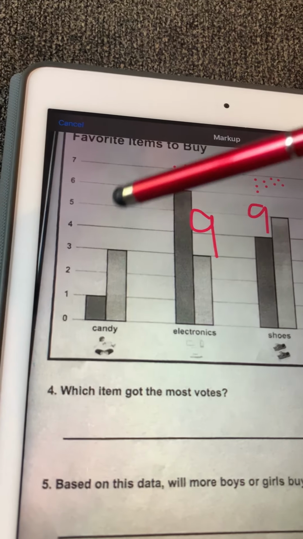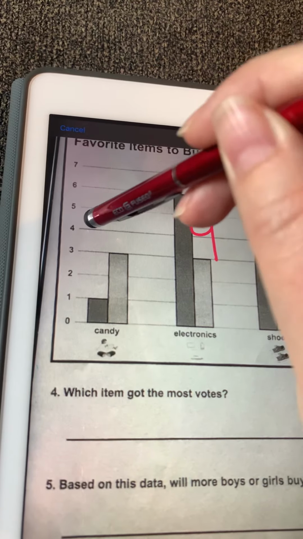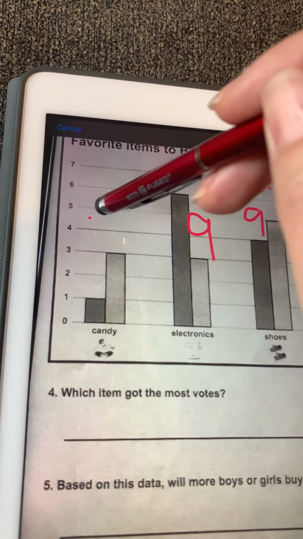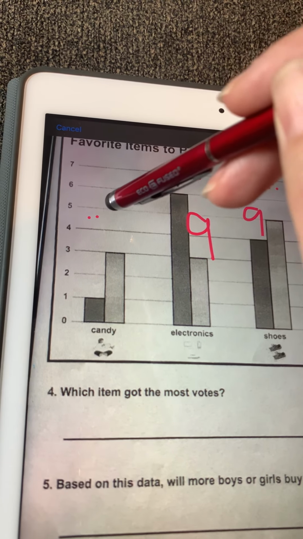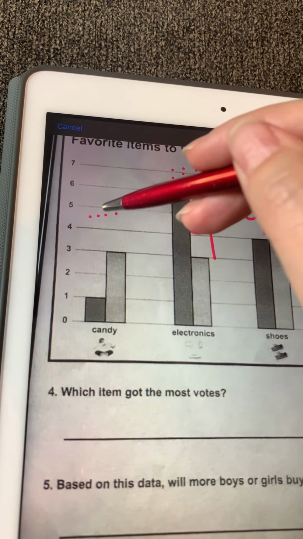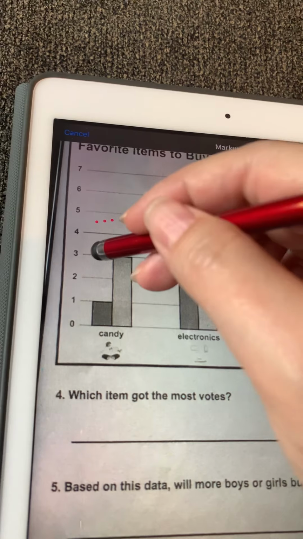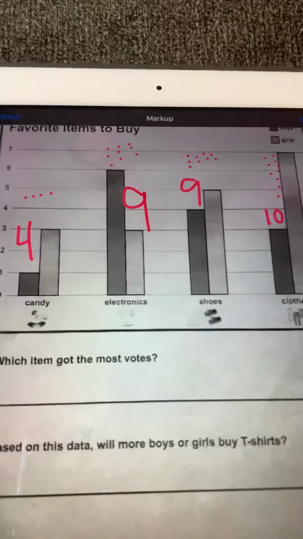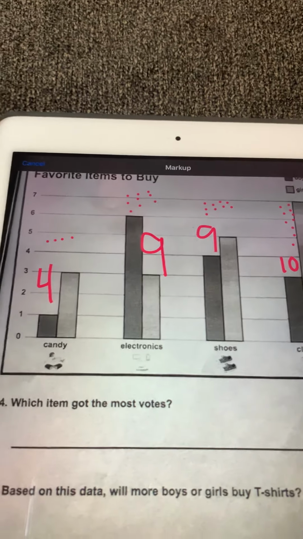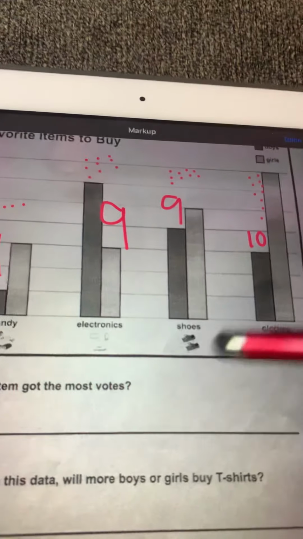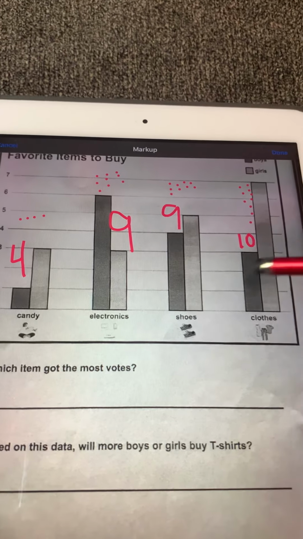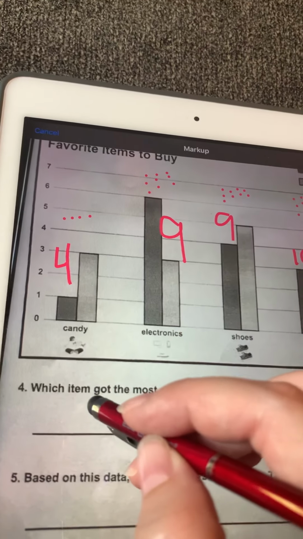In candy, we have 1 for the boys. So we made our 1 dot. And 3 for girls. So let's make 3 more dots. And let's count them. 1, 2, 3, 4. So we're going to write a 4 right here. So now that we've totaled up clothes, shoes, electronics, and candy, we can now find out which one got the most votes. So which one is the higher number? It's our 10. So down here we're going to write clothes.